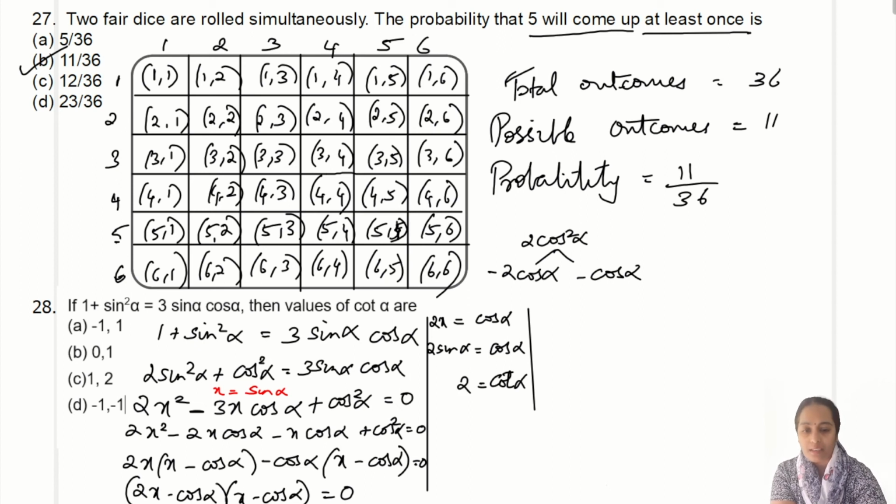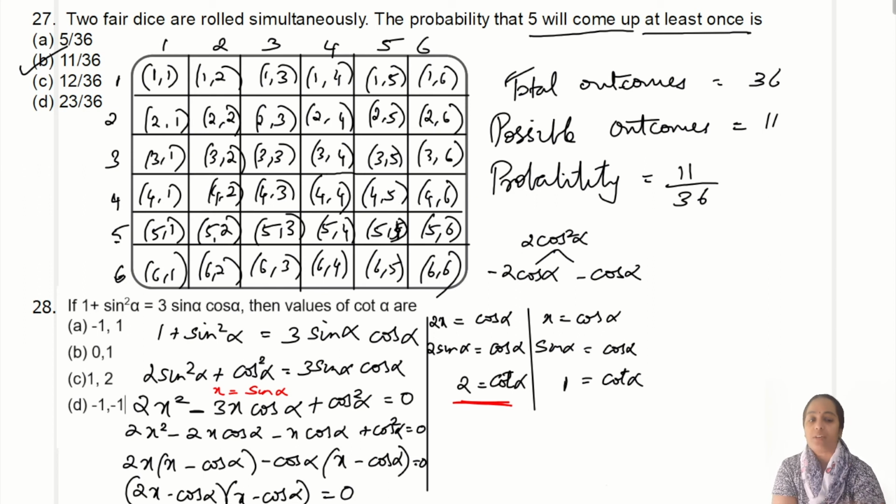Now again I'll take the next one. X minus cos alpha equal to 0. So this is going to be x equals cos alpha. X is what, children? X is sine alpha. So sine alpha is cos alpha. So now again cot alpha will be equal to 1. So what do I have now? I have cot alpha equal to 2. I also have cot alpha equal to 1. So the question asks for the values of cot alpha. So the values are 1 and 2. So option C is my answer.